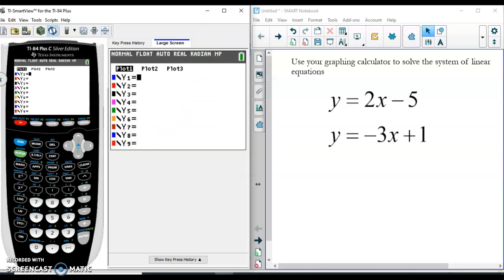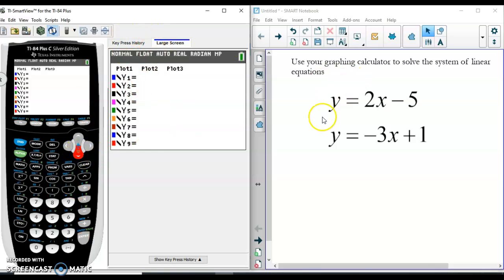Now when we're in here, the first thing we need to do is clear out anything that's already typed there. So I don't have anything. If there was something in a few of these lines, just go up there and clear them out and hit enter. We also want to make sure that none of our scatter plots are on. So right now I can tell that my first plot is on because it's dark and highlighted. So to turn it off, I just scroll up and hit enter and turn it off.